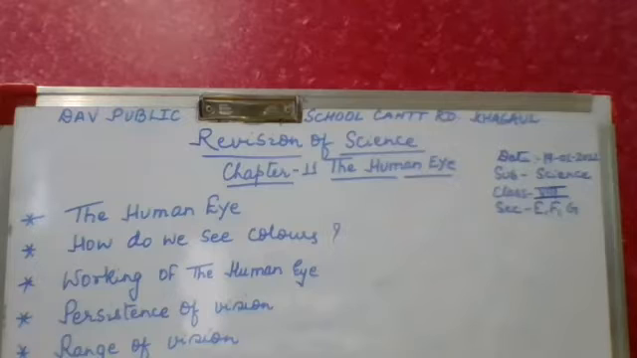Crystalline layer. Okay. Then which structure of the eye helps it to hold this eye lens? Ciliary muscle. Ciliary muscles. Okay.